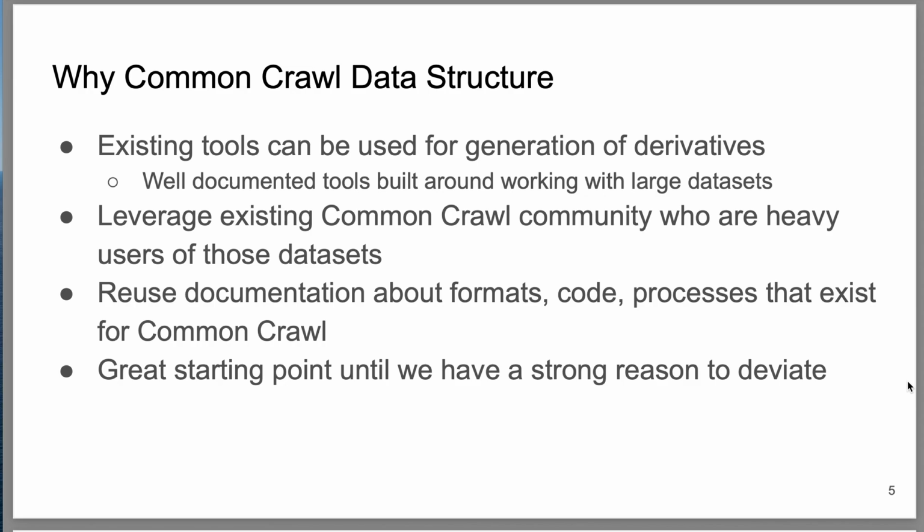So the reason that we chose to use this Common Crawl data structure is to try to leverage existing tools that they had already built so that we could capitalize on those in our project. They were built around working with large data sets, so we knew that they wouldn't have any problem with the End of Term work. We also thought it would be great to try to leverage any of the existing Common Crawl community who are big users of their data sets to try to have them come over and use the End of Term data. There's also the ability to reuse documentation about the formats, the code, and the processes that exist already in the Common Crawl space. And we decided to take the mindset of if we don't have a good reason to deviate from this pattern, we might as well use the pattern.